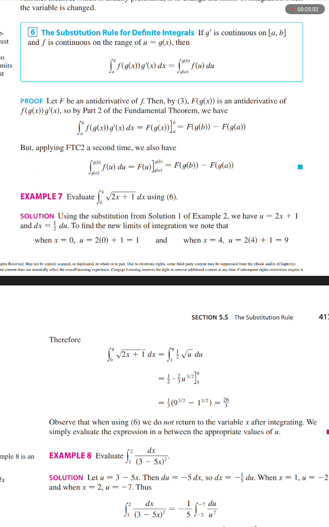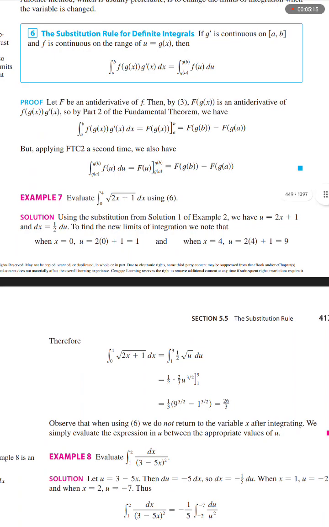6 over 3. Observe that when using equation 6, we do not return to the variable x after integrating. We simply evaluate the expression in u between the appropriate values of u.